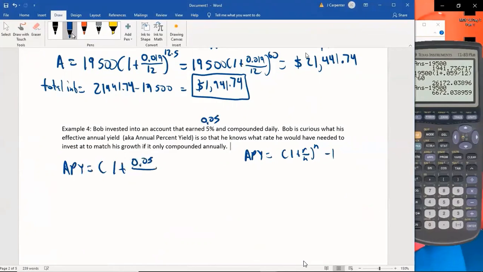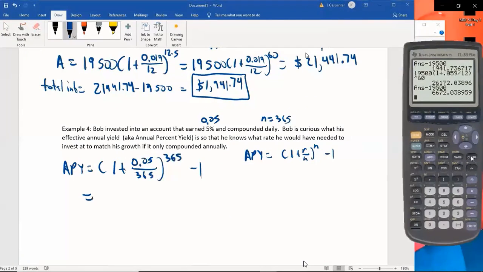Divided by, if we compound daily, that's an n of 365. Then raised to the n again, so that's 365, and then there's a minus 1 outside. We really don't need to do anything in this calculator step by step. We can generally type these out all at once.